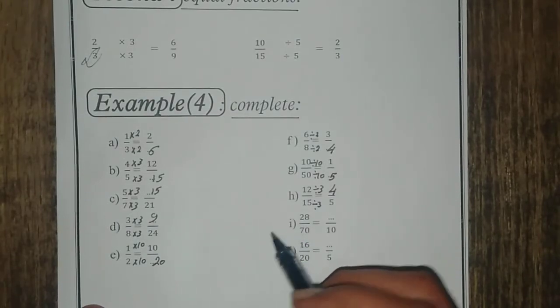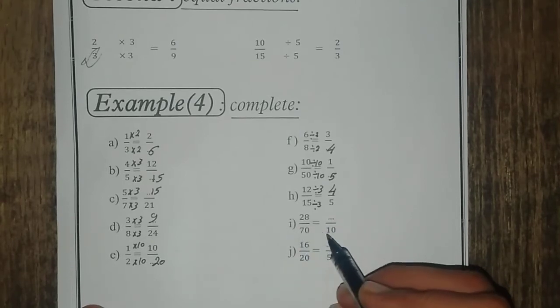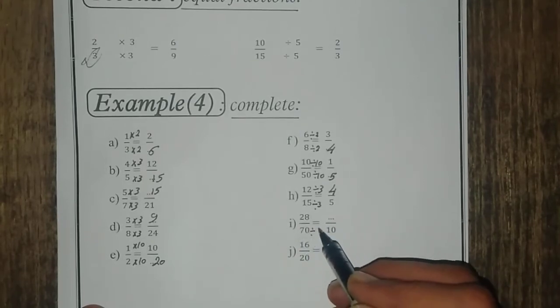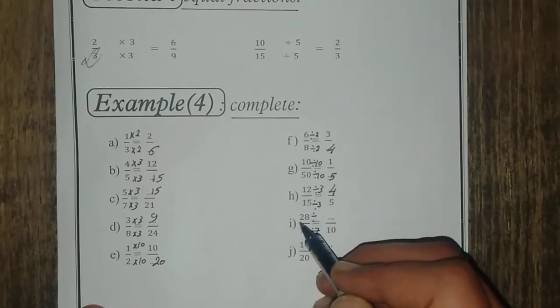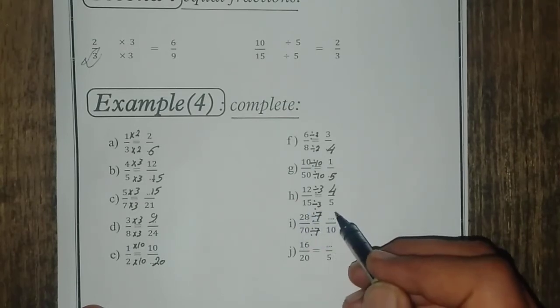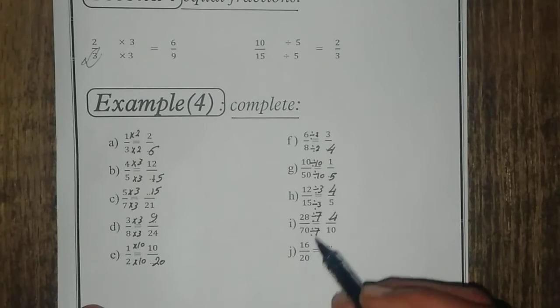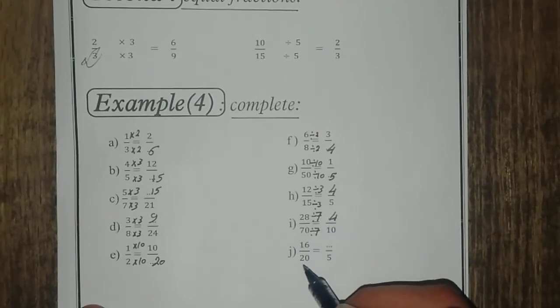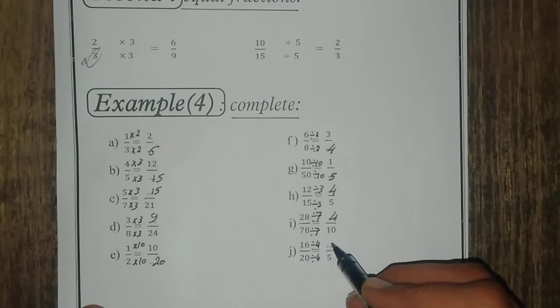Number I, 28 over 70 equals what over 10? 70 becomes 10. We will divide 70 by 7 to become 10. So we will divide the numerator, which is 28, by 7 equals 4. The last, 16 over 20 equals what over 5? 20 becomes 5. We'll divide 20 by 4. So we'll divide 16 by 4 equals 4.